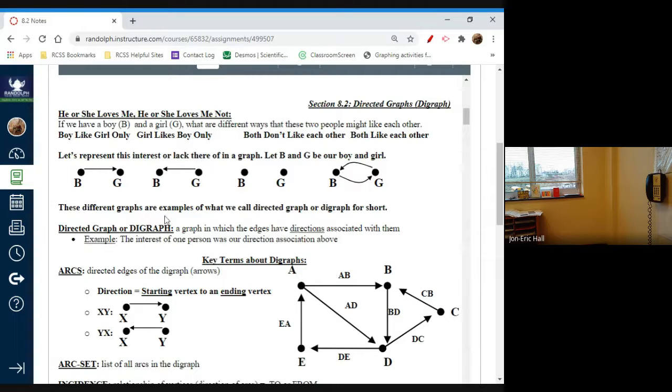These are graphs and examples of what we call directed graphs or a digraph.